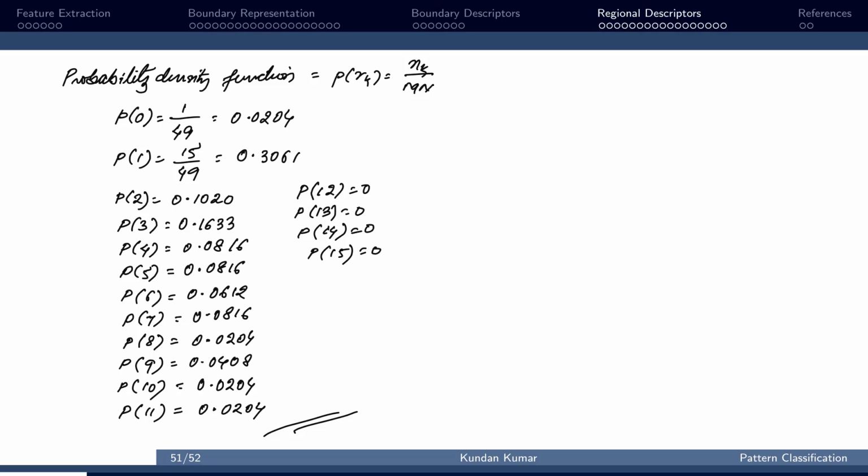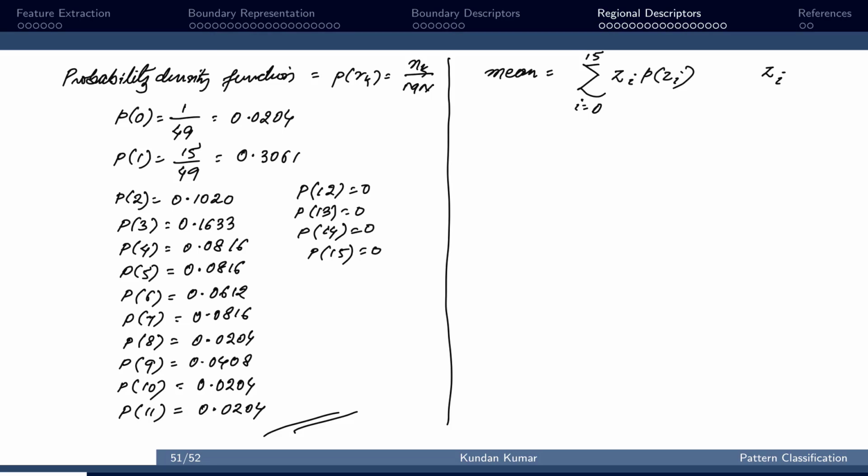Okay, now suppose we want to compute the statistical moments. Suppose first we want to compute the mean value. And what is the mean? Here we are computing the statistical mean, so keep in mind, it is the sum of z_i into p(z_i), where i equals 0 to 15. Here we have used the notation, if you remember, that z_i is nothing but r_k.